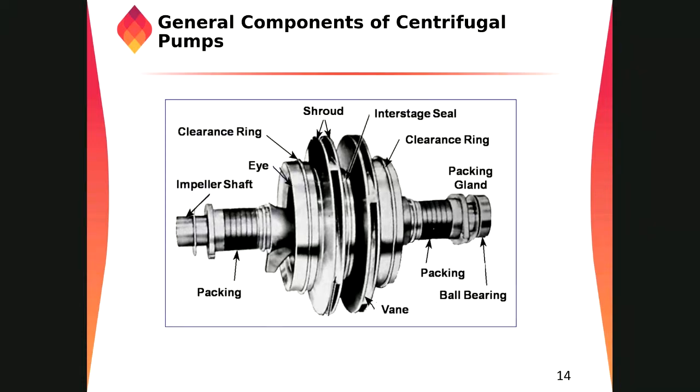For the centrifugal pumps, right? This is a shaft, and this is the eye of the impeller. This is a vane, with water entering from inside, and it is rotating at high speed. The gland packing and the packing ring, these are all mechanical equipment parts of the pump.